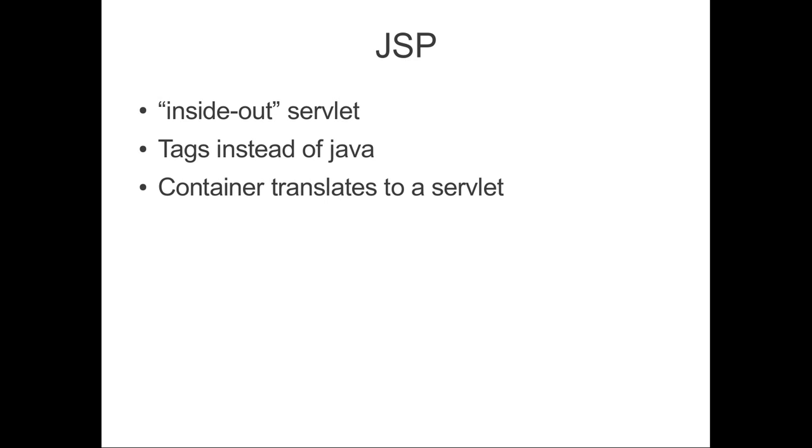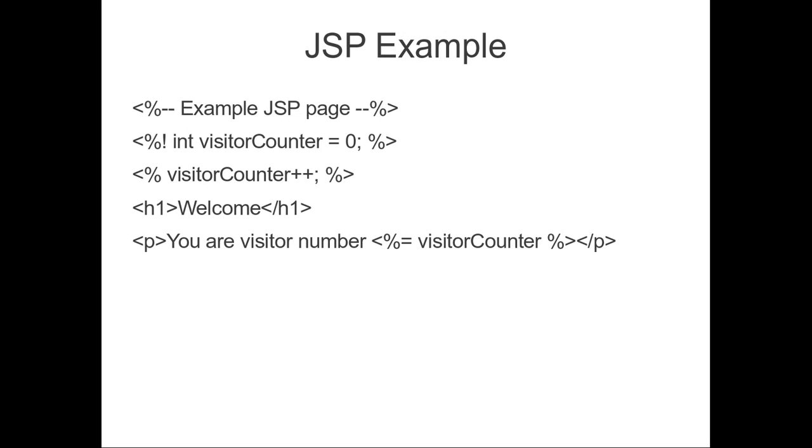So we're writing tags instead of Java, so it could just be regular HTML tags, or it could be JSP tags, and we'll look at a couple examples of those in the next slide. What's happening is that the container is translating the JSP that we wrote to an actual servlet. So much of what we've already learned about how servlets work applies to JSPs because JSPs really are servlets.